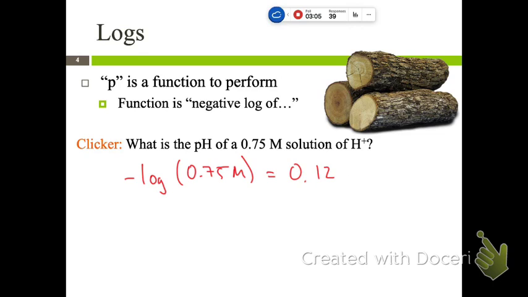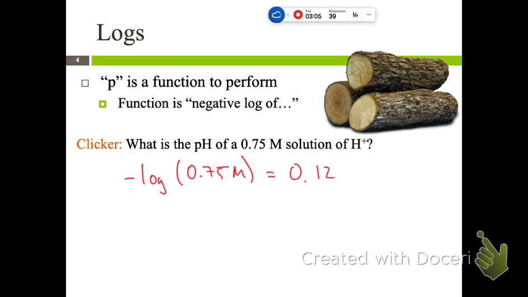The pH of the solution is 0.12. You only round to one digit past the decimal. You guys are going to hate sig figs when it comes to pH. I will tell you that on my exams I will not grade harshly on that, because it is not intuitive, but it kind of makes sense.